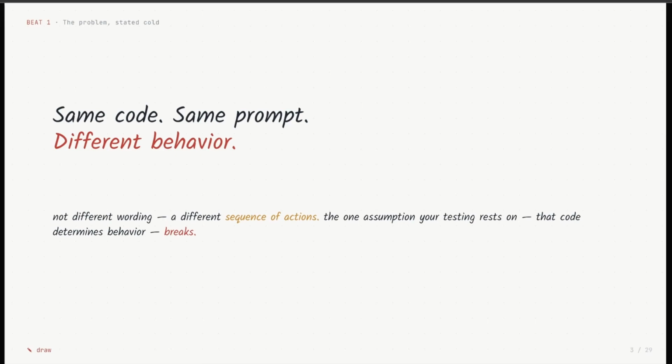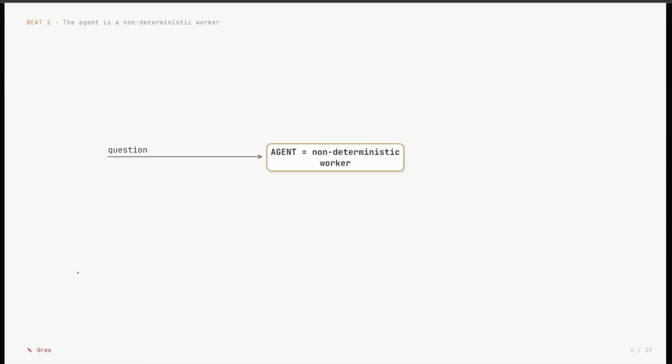It calls the tool twice when it should have called it once. It loops. So, same input, different behavior. That breaks the one assumption all your testing and code review rests on, that the code determines what the program does. For an agent, it doesn't. So, you have to treat the agent as a non-deterministic worker.